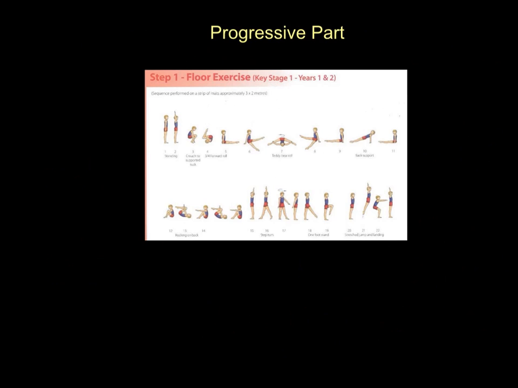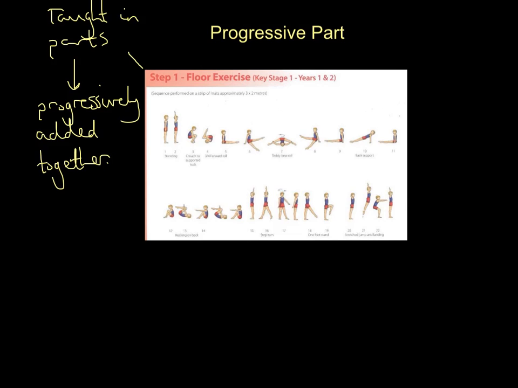So here's years 1 to 2, and you've got there a nice little diagram of a gymnastics routine, stages 1 to 22. And imagine you had to teach that to a group of primary school students. You would use the progressive part method. So we teach it in parts and we progressively add it together.